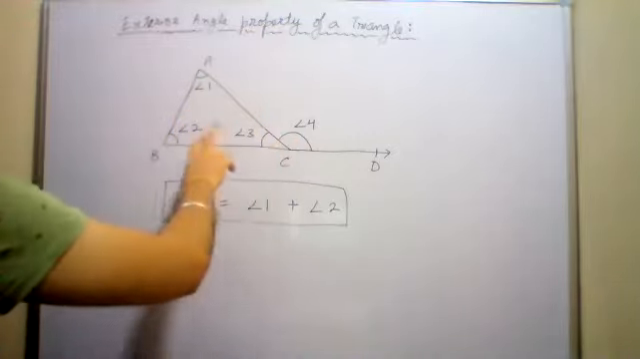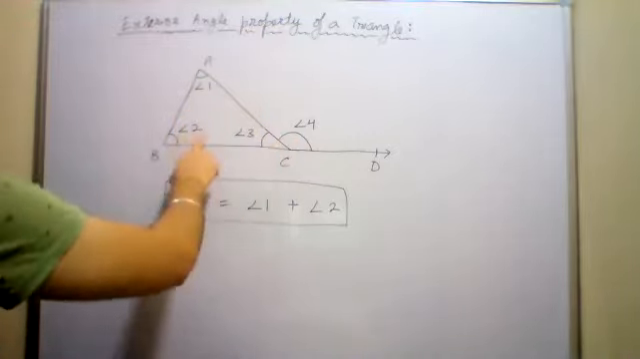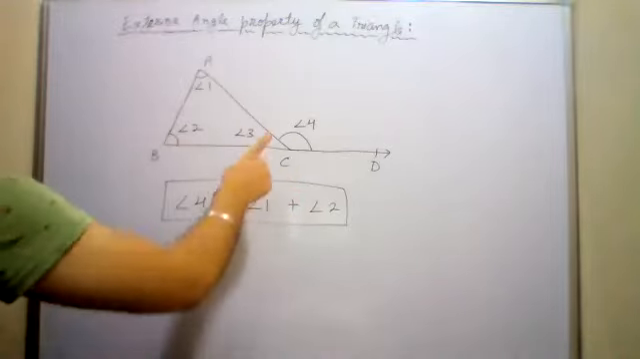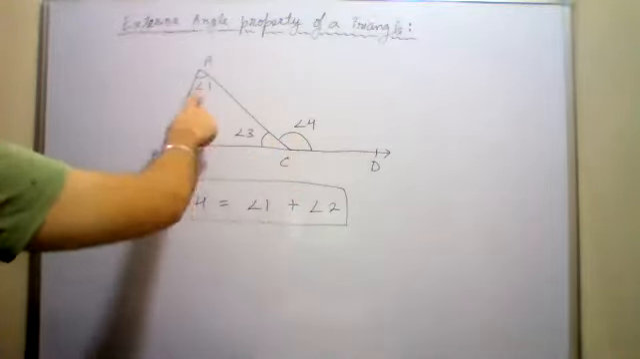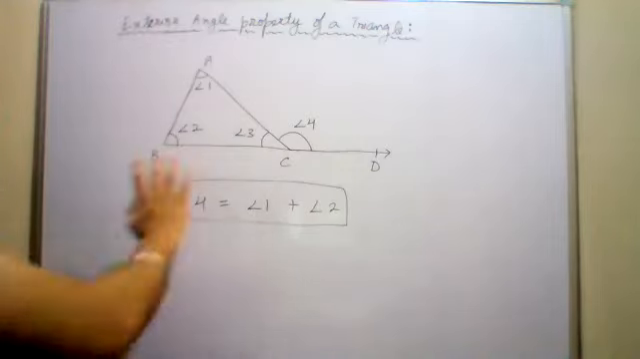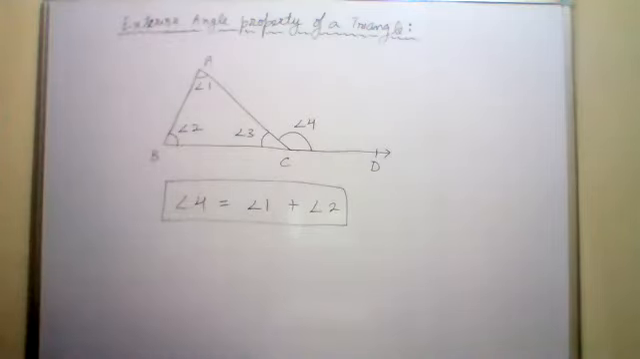Angle 4 is not equal to angle 2 plus angle 3. Angle 4 will not be obtained by adding angle 2 and angle 3. Not correct. But angle 4 is equal to angle 1 plus angle 2. Clear? So note down this. This is the exterior angle property. This is the meaning of exterior angle property. The special thing here is this.